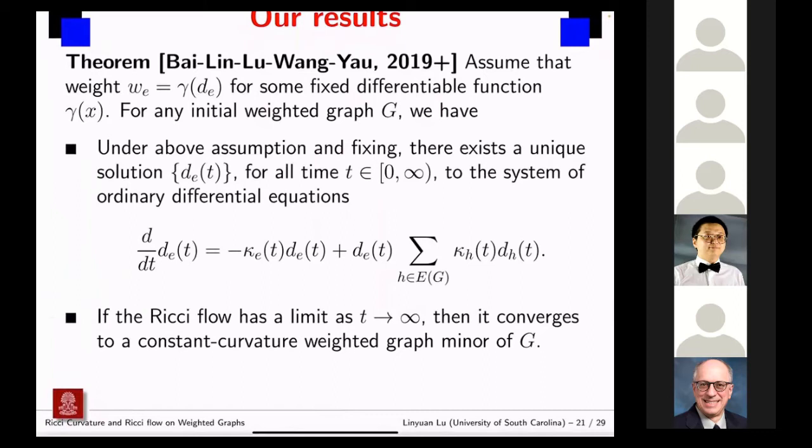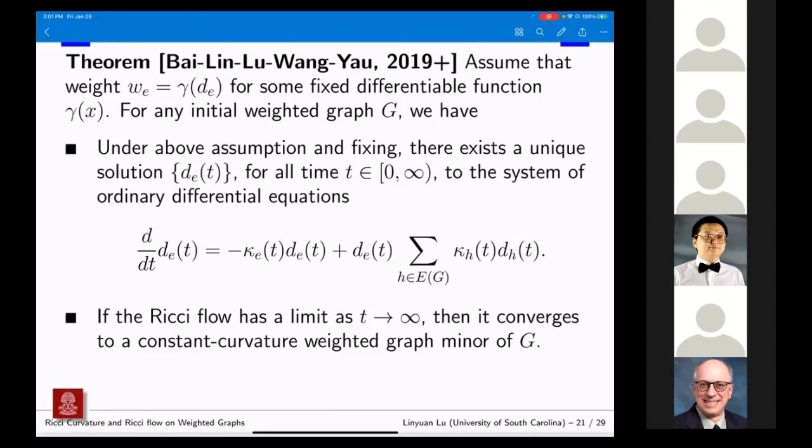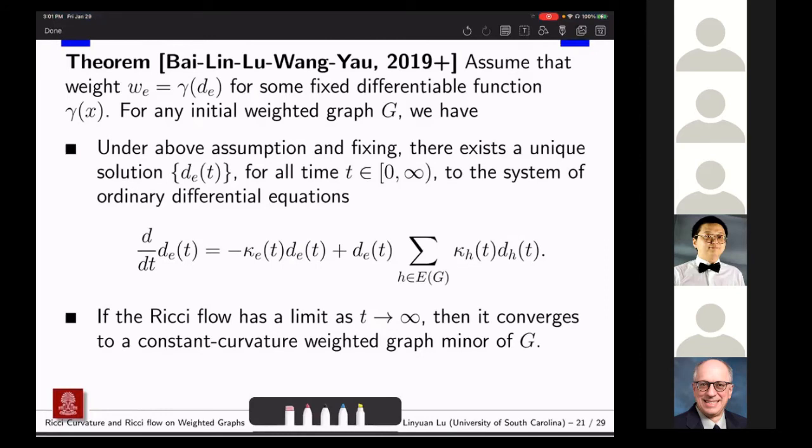We don't know whether, as t goes to infinity, the limit exists. If it exists, if it converges, it converges to a constant curvature weighted graph minor of G. Why is it a graph minor, not the graph itself? Because in the process, you might delete some edges and contract some edges. At the end, you get a graph minor, and that graph minor eventually will have constant curvature. This is not hard to see. So if it converges, what happens is, at t equal to infinity.